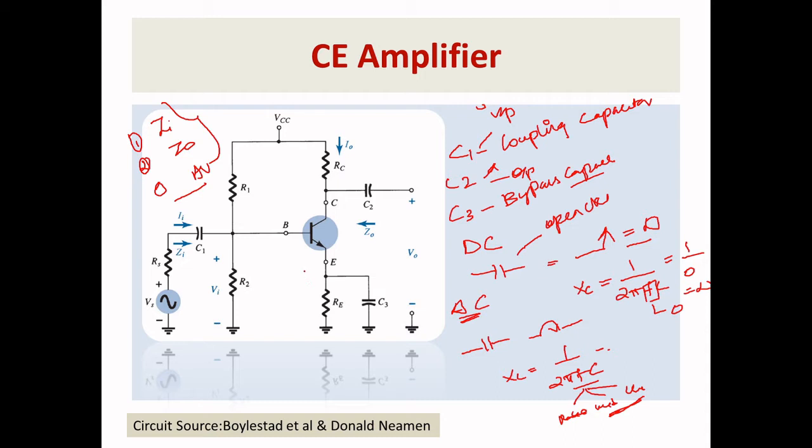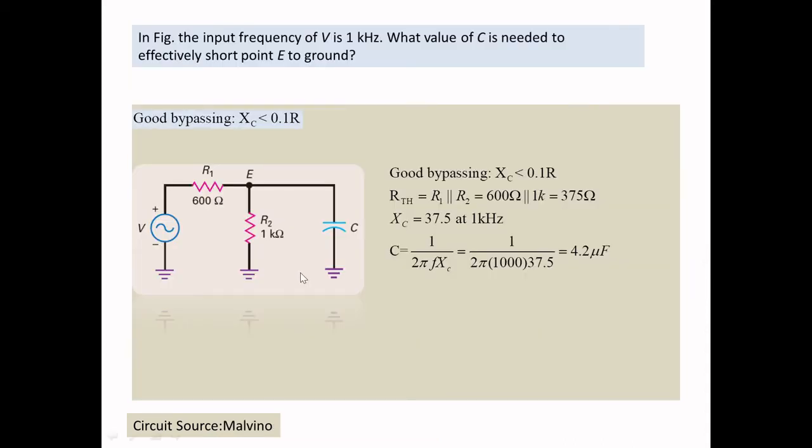Okay, so now I'll give a small problem statement. Your input frequency of a volt is 1 kilohertz. At 1 kilohertz, I want to find what is the capacitor value. You know that it is a bypass capacitor. It is connected to the ground. So when it is in the AC analysis, it will become short circuit. So there is a condition for effective bypassing, that it should follow for effective good bypassing: Xc should be less than 0.1 times R.